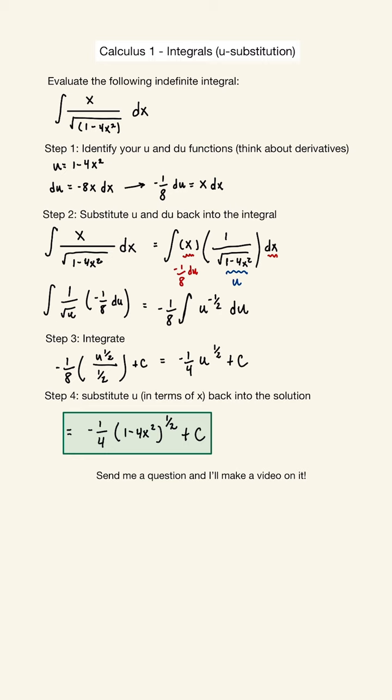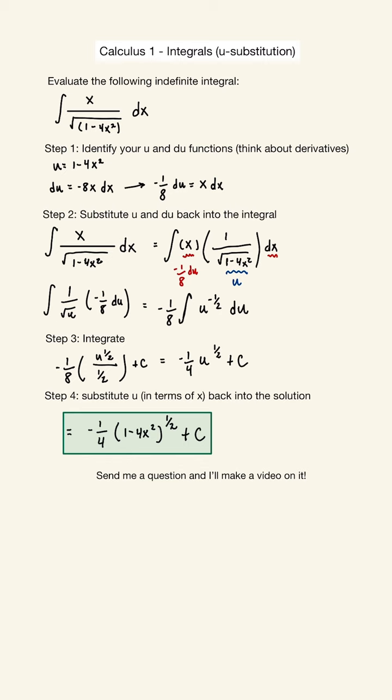So the second step is I want to back substitute the u and du terms into my integral. So I can go ahead and rewrite my integral. That way it's a little bit more clear by putting the x out in front and just multiplying it by 1 divided by the square root term.